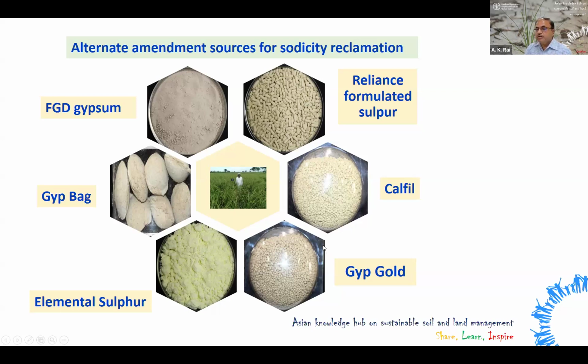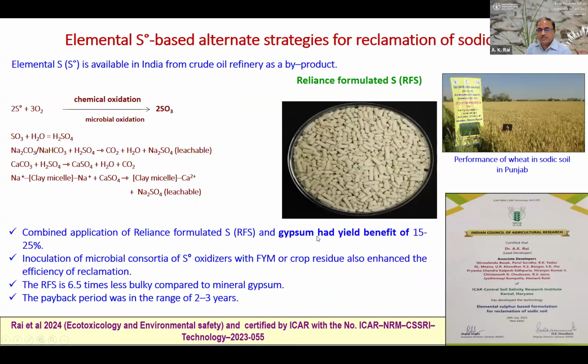They are less bulky, more efficient, and the cost of reclamation will come down once it is available to the farmer. So this is the technological aspect of this sulfur-based formulation. Initially sulfur was studied for reclamation, but now we have introduced some formulation aspects so that its reactivity is enhanced, and in soil of pH 10 or even higher, it can be oxidized very quickly and give better reclamation compared to mineral gypsum.